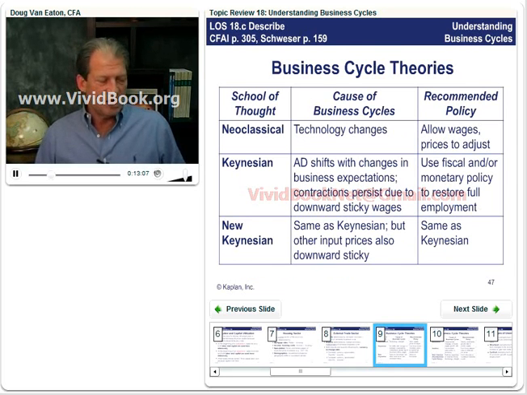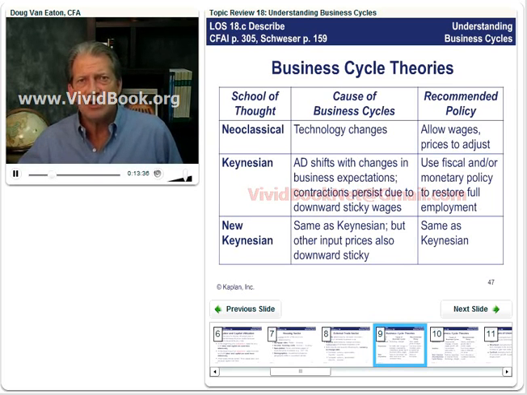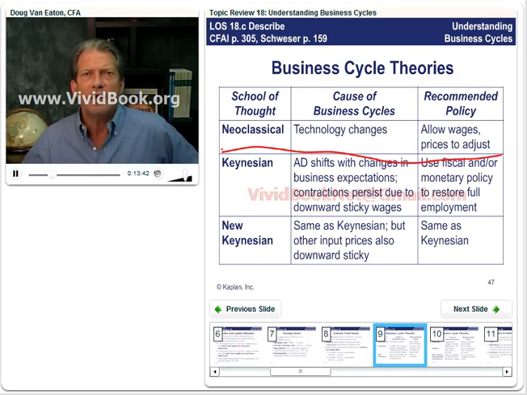Now, what about business cycle theories? Well, this looks pretty daunting, but it's not that bad. What we've got on our little table here is different schools of thought that are brought up in the CFA curriculum readings. Then we've got, under that school of thought, what's the cause of business cycles, and what's the recommendation, what to do or not to do. So let's divide this up. This first one, neoclassical. The neoclassical economists say the cause is different rates of technological change over time.